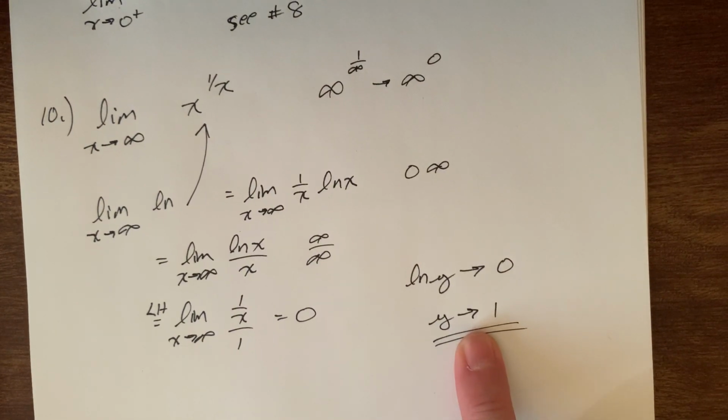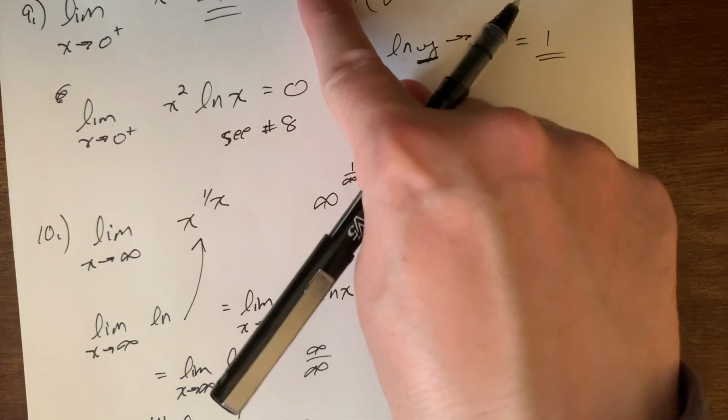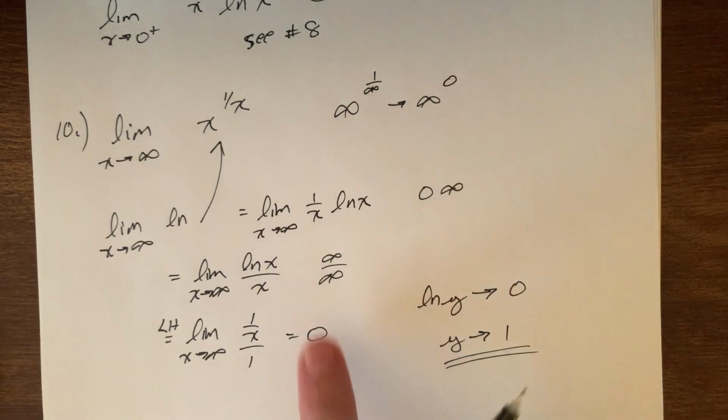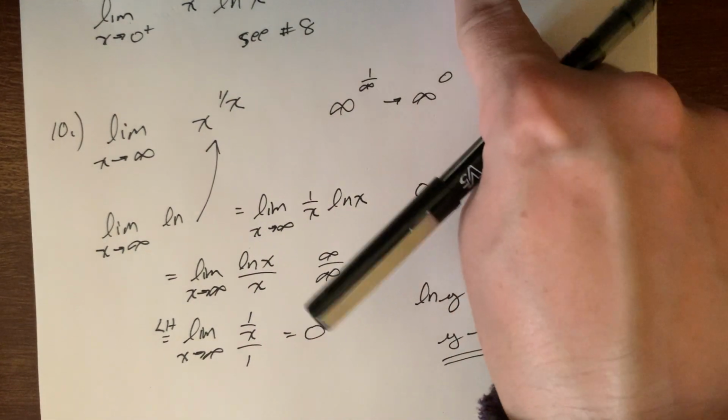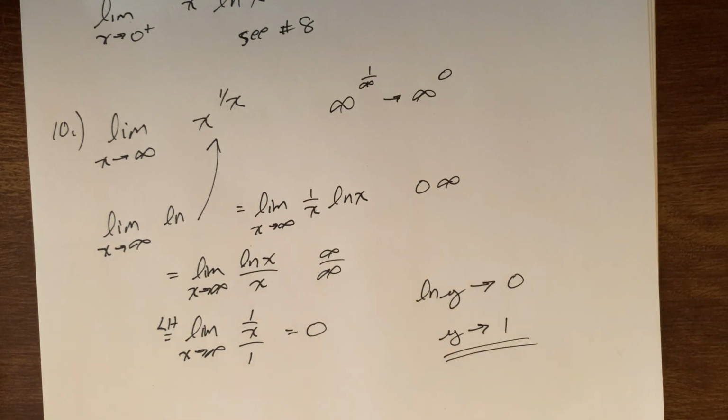So the original function y goes to e to this power, which would be 1. But again, everybody, it's not that 0 to the 0 power is 1 or infinity to the 0 is 1. These are just two examples where after we took the log, we ended up getting 0, so then e to the 0 equals 1. Let's finish with one last one.